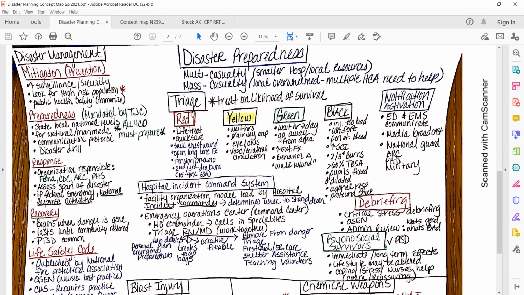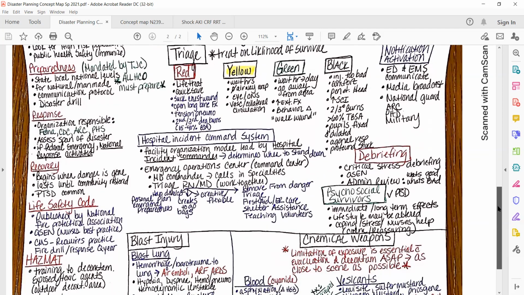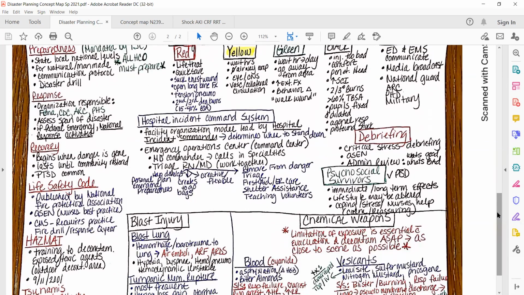Response: we talk about FEMA, the Center for Disease Control, public health centers. If it's a federal emergency, this means that we've activated the national response. Federal is just like filing your taxes; it's a nationwide thing. We've activated our national resources. And then recovery begins when the danger is gone, and it lasts until the community is restored. This is when we see our post-traumatic stress disorders.